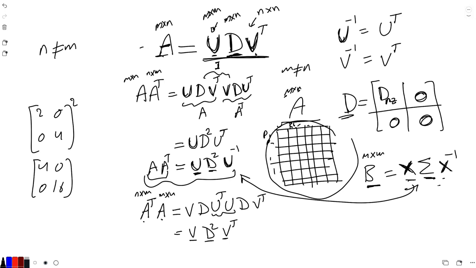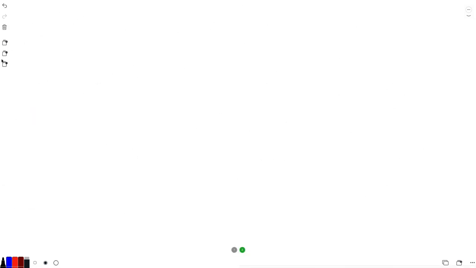Let me go to another slide. Now the matrix A, as we said, in general is m by n. It can be represented as U times D times V transpose, where D is a diagonal matrix, and U and V we explained already.